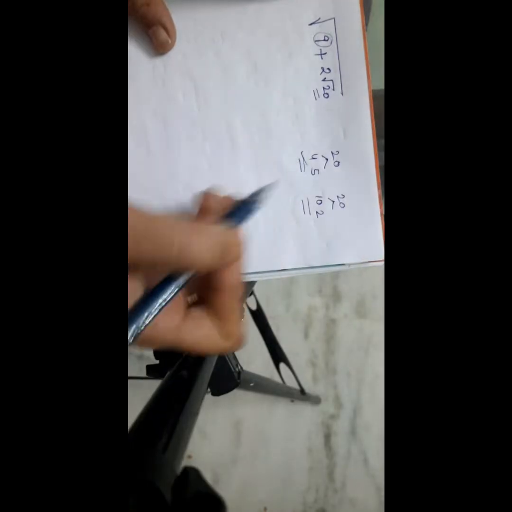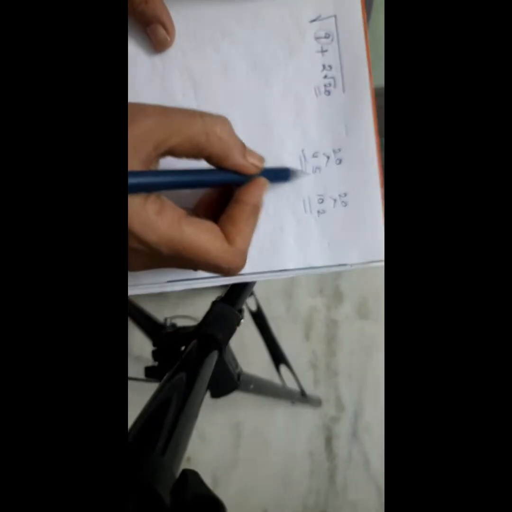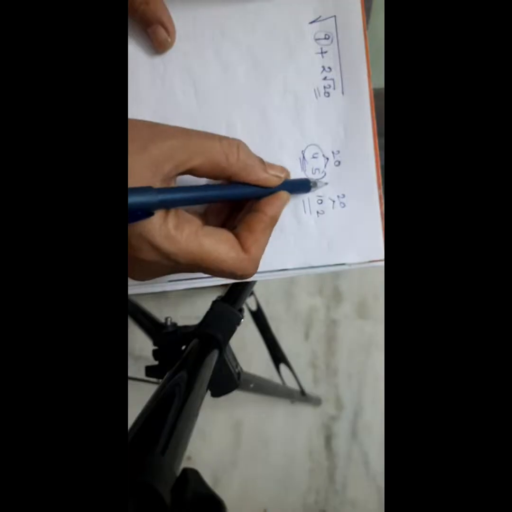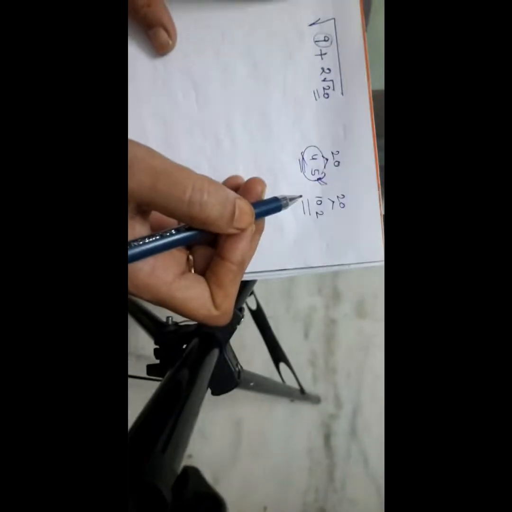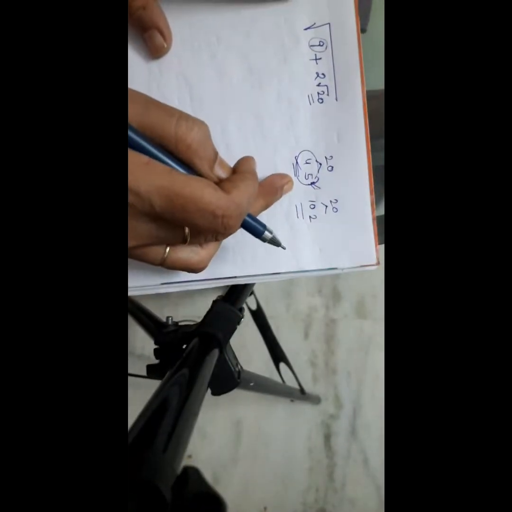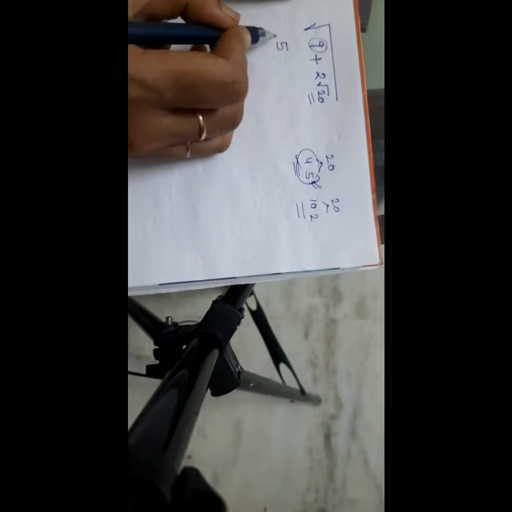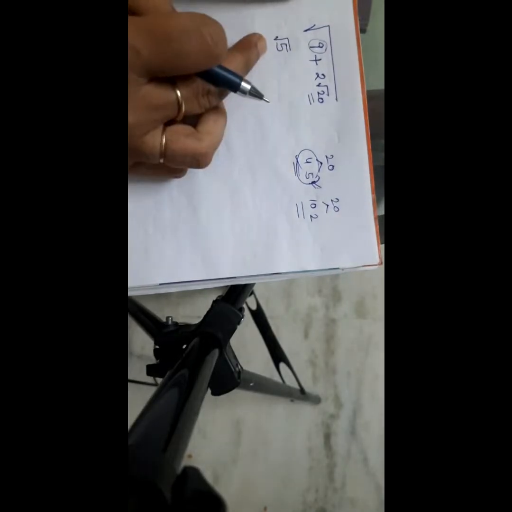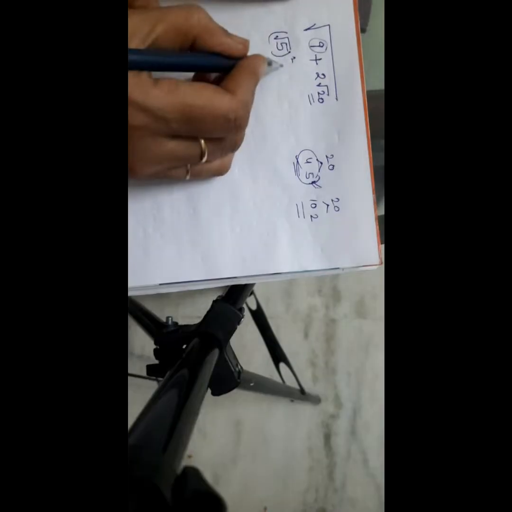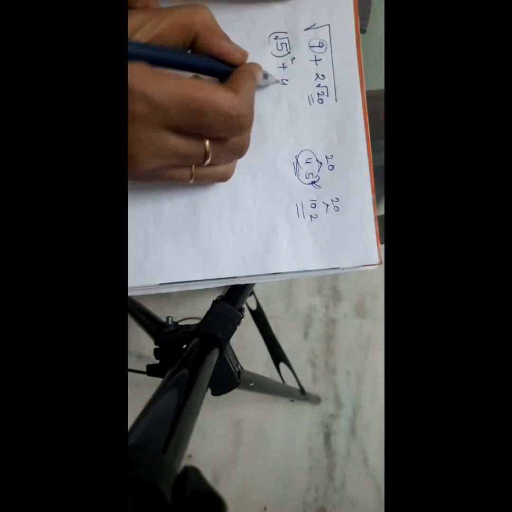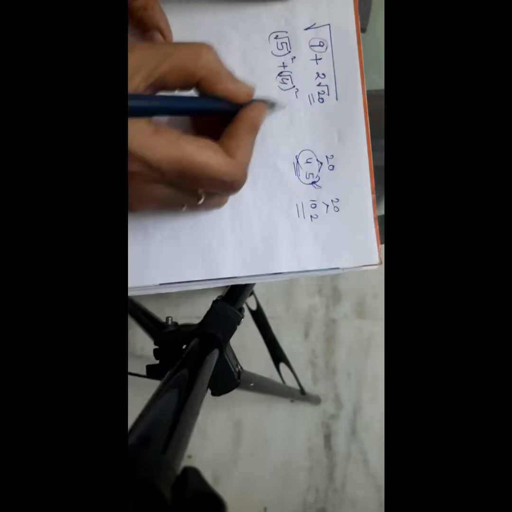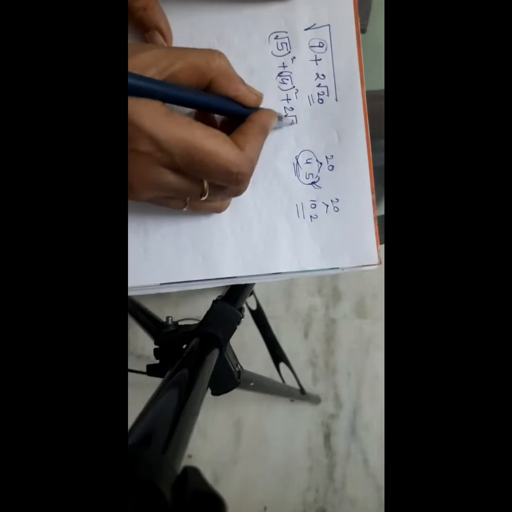With 4 and 5. Out of them, whichever is the bigger number, we have to take that. The bigger number is 5. So here, 5. First write down the big number and make it square, then the smaller number and make it square, then write down both the numbers.